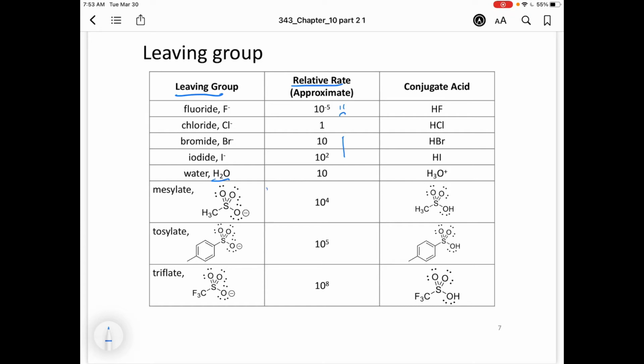Check these out. These are our sulfonate esters, and these are really good leaving groups. That's because of the conjugate acid. If we think about this conjugate acid, it's very stabilized by resonance when we make this leave. These are very acidic conjugate acids.